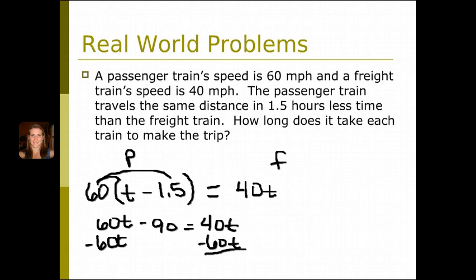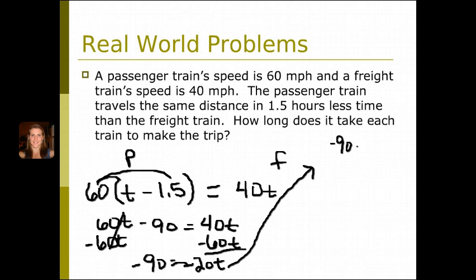So I've got negative 90 equals negative 20t. I need to divide both sides by 20, and let me give myself some room up here. So let's rewrite. Negative 90 equals negative 20t. Divide both sides by negative 20. And you get, and I'm just going to flip-flop it in advance, t equals 4.5 hours.